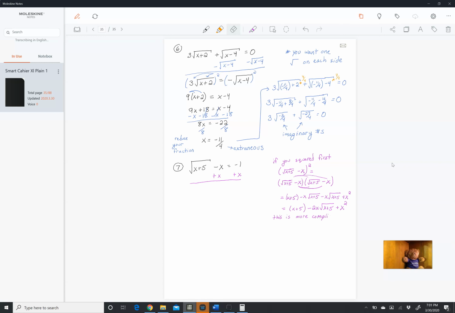It's not that you can't solve this. In fact, the way that you would solve it is you would isolate the radical and then square. So you would have to do it eventually anyway.